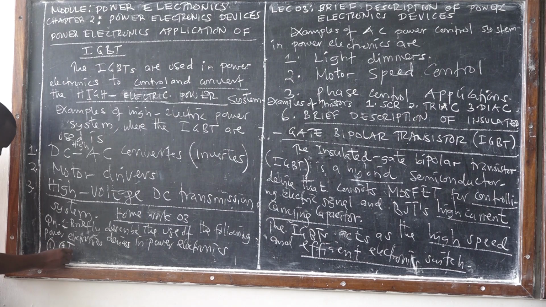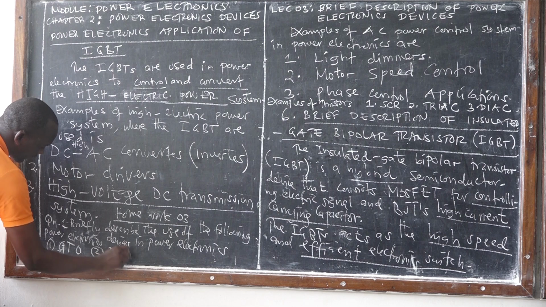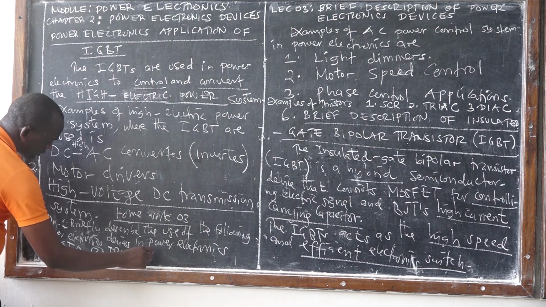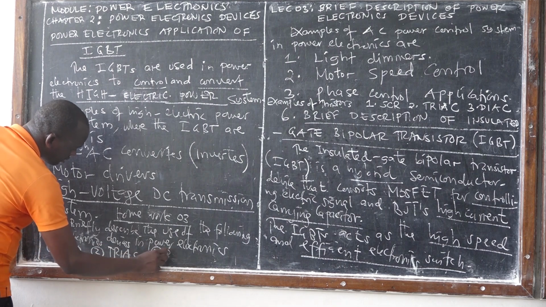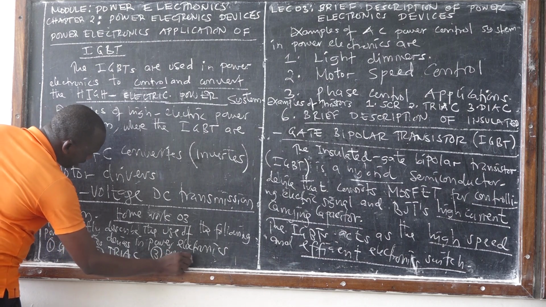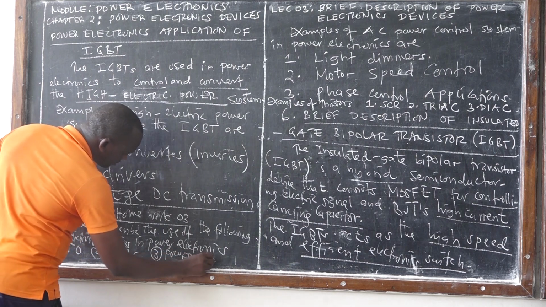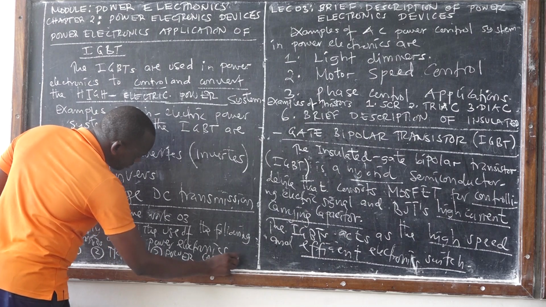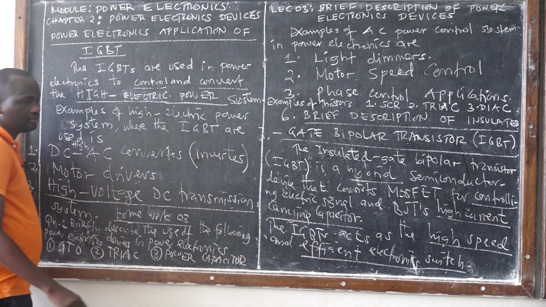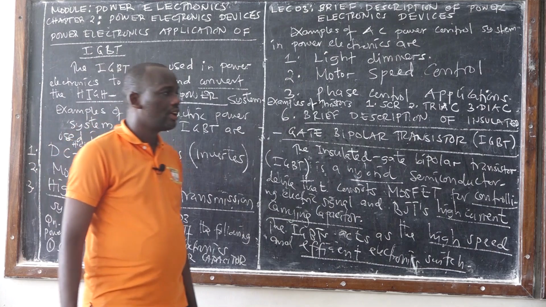GTO. Also, triac. And number 3, power capacitors. So this is your homework.